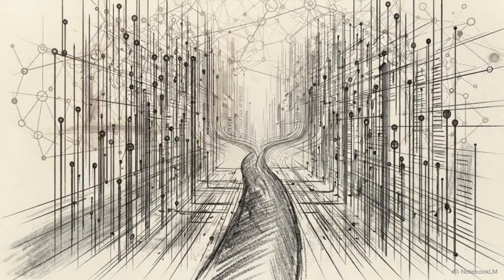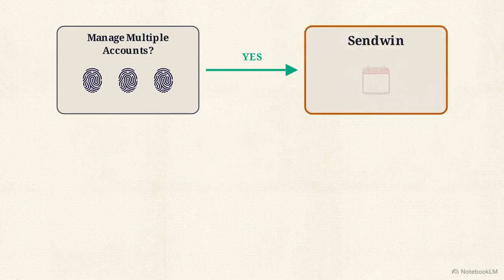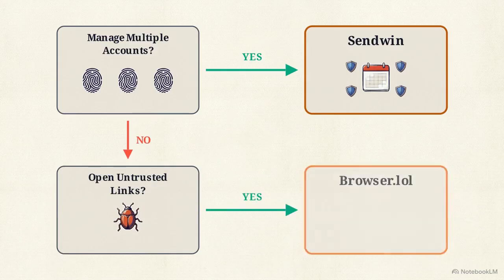We can reach a definitive decision by following a simple path based on your most frequent daily tasks. Start with the primary question. Are you actively managing multiple accounts, like Facebook Business Manager or Amazon stores? If yes, Sendwin is the choice for your workflow. Its persistent environments protect your revenue-generating accounts from bans. If the answer is no, move to the secondary question. Do you just need to safely open untrusted links without leaving a trace on your routine? For immediate, temporary protection, Browser.lol is the perfect tool for the job.